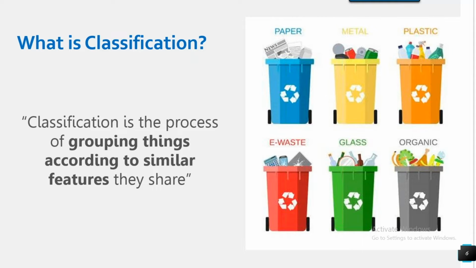Classification is basically a process of grouping things according to features or similar features. The example given here: there will be arrangements for different kinds of waste. Newspapers and paper you put in one bin, metal in another bin, plastic somewhere else, e-waste somewhere else, glass somewhere else, and organic stuff in another. So you are separating by groups. That is the case of classification.